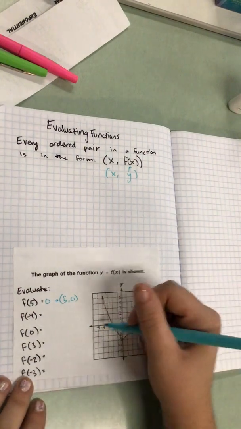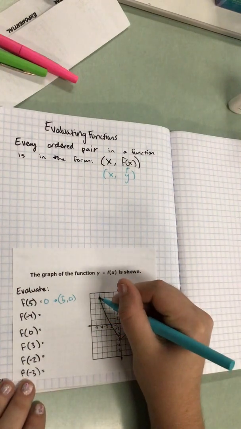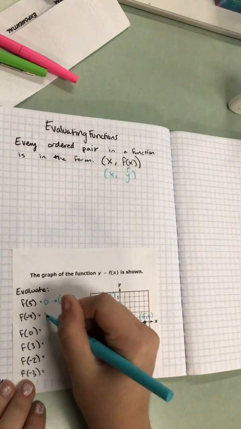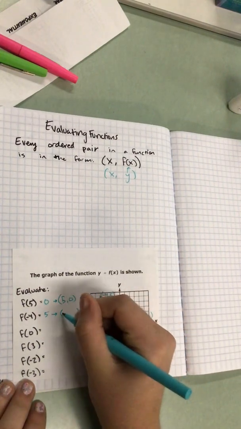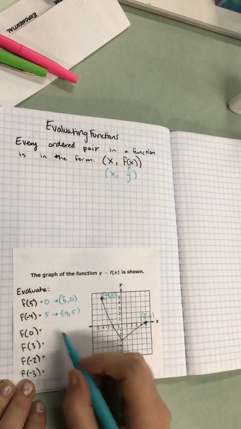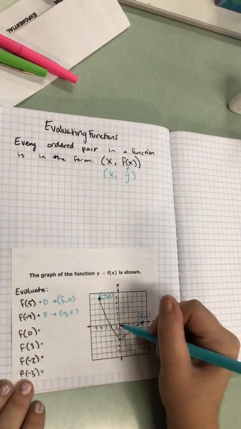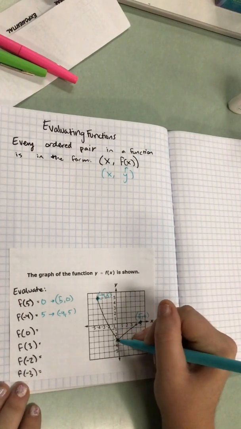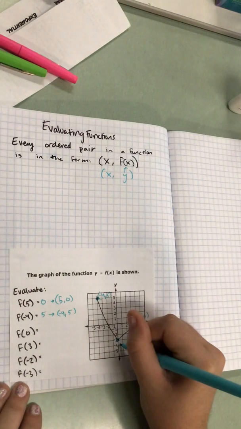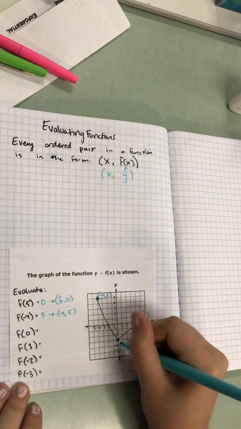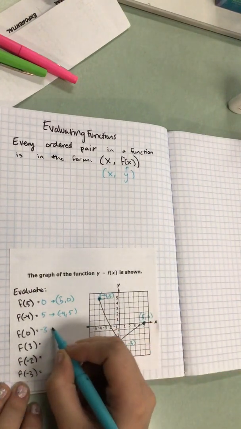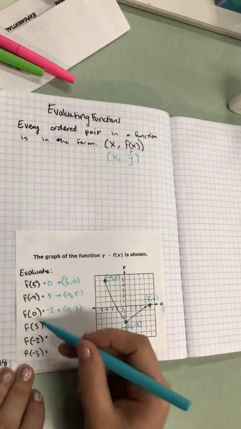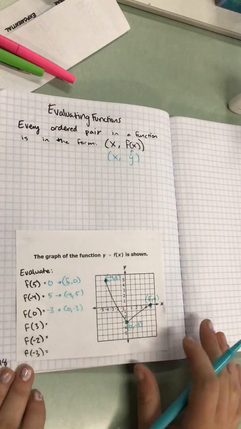F of negative 4. F of 0. So when we're at the x value of 0, find where it hits the y-axis, which is right here. Looks like it's at negative 3. Pause the video and see if you can do the rest on your own, and then press play to see if you got them right.